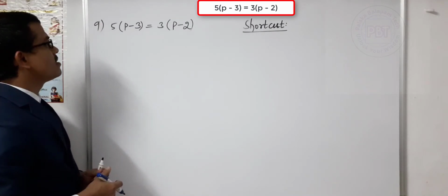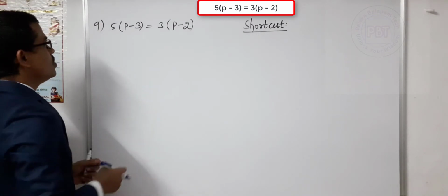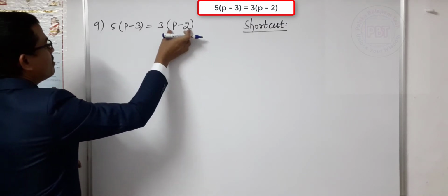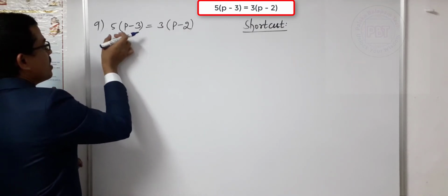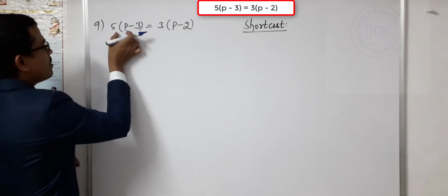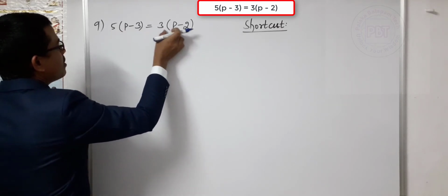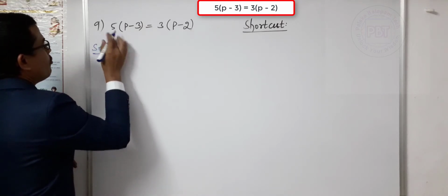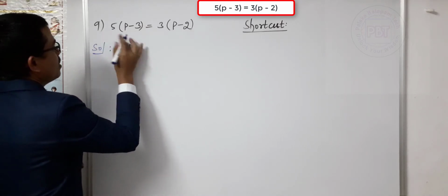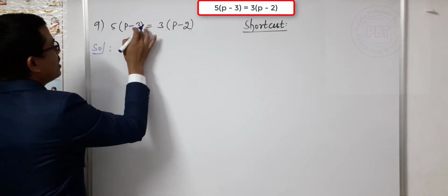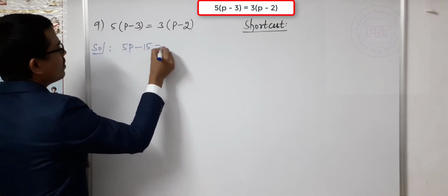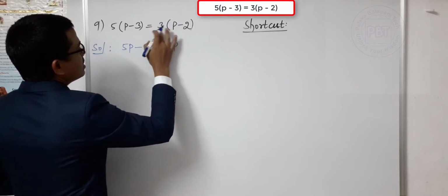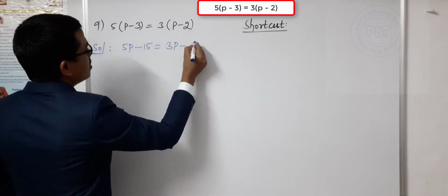5(p - 3) = 3(p - 2). If you observe here, before the bracket there is the number 5, and before the other bracket there is the number 3. So I am going to multiply 5 with the terms inside its bracket, and 3 with the terms inside its bracket. In the solution part, 5 into p is 5p, plus into minus is minus, 5 threes are 15, equal to plus into plus is plus, 3 into p is 3p, plus into minus is minus, 3 twos are 6.